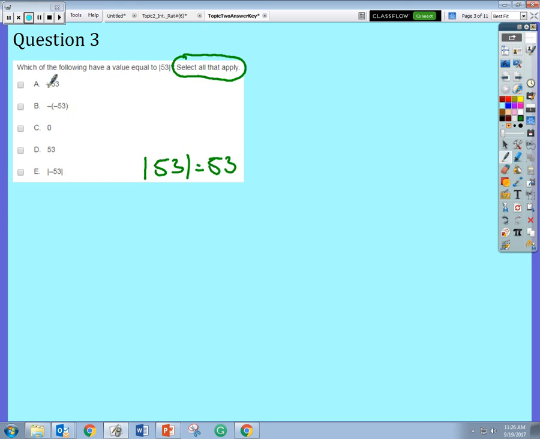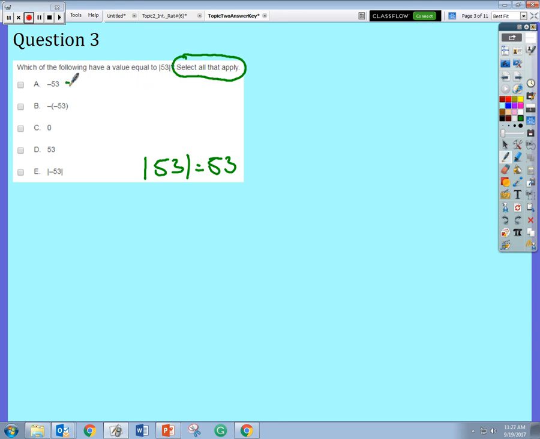Now, what I'd like to do with this is put all of these in absolute value brackets, with the exception of this because it's a double negative. This one already is. Okay. Which of the following have a value equal to the absolute value of 53? Now, wait, the absolute value of 53 is 53. So maybe I don't want to put these in brackets just yet, because it says which of the following have a value equal to the absolute value of 53.